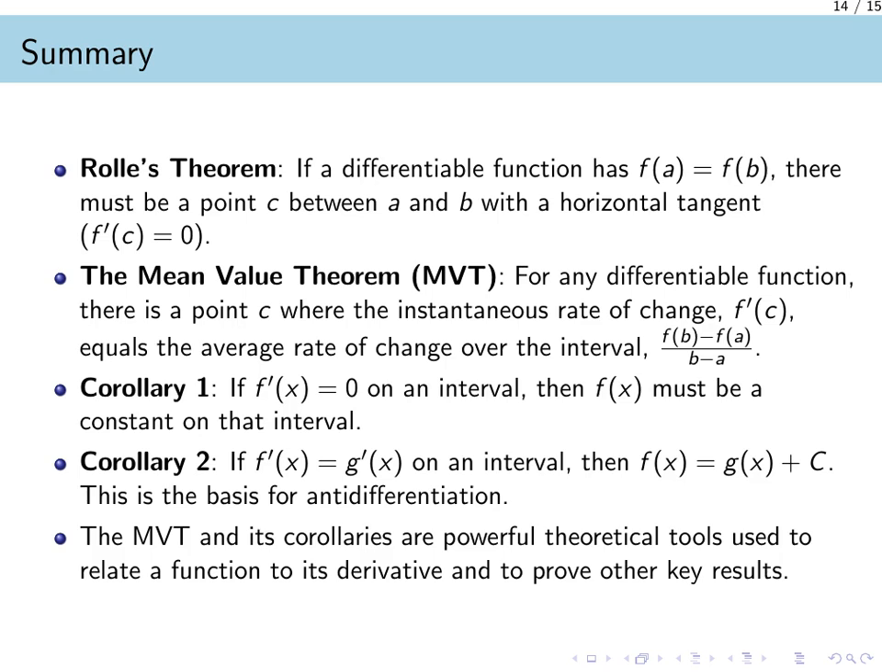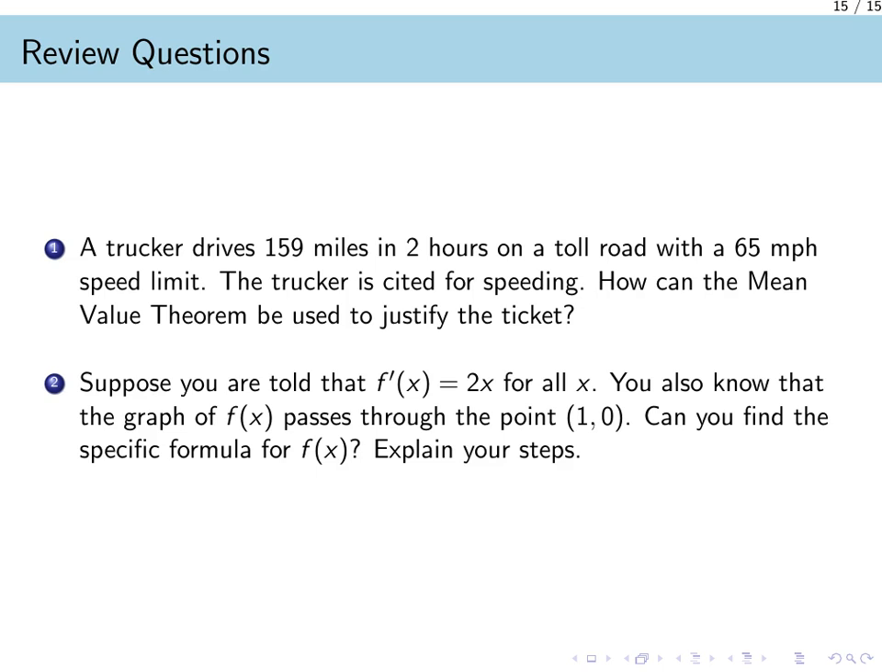From this, two critical corollaries follow. First, a function whose derivative is always 0 must be a constant. Building on that, the second corollary shows that if two functions have the identical derivative, they can only differ by a constant value. This final insight provides the rigorous foundation for anti-differentiation, the process of reversing differentiation that is central to calculus. Let us conclude by applying these ideas to a couple of practical problems to check our understanding.